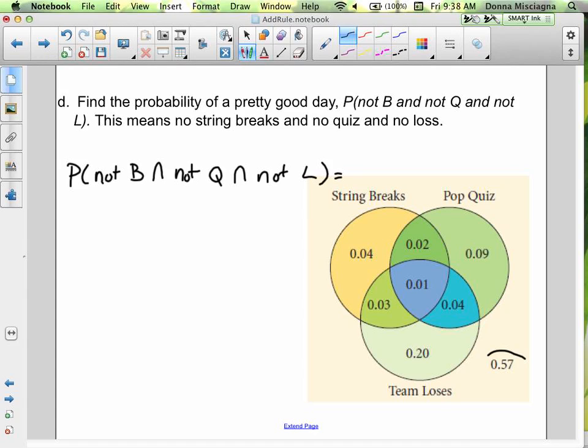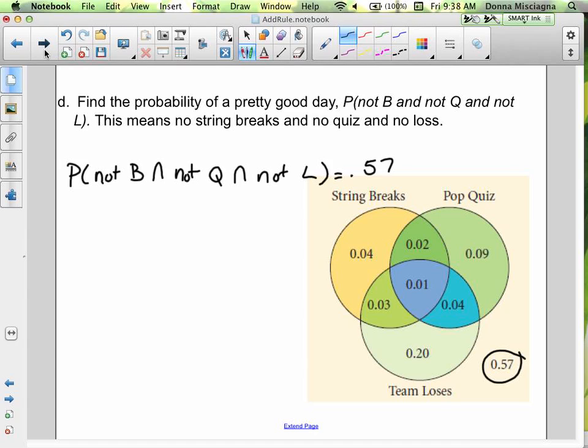Yes, this one out here. The one that's not in the diagram. The one that's not with the break and the quiz and the lose. So 0.57. That's the one in the Venn diagram. Exactly. So if you want not all of them, you want the outside. Anything else will include part of it. Okay, everyone got that one in your notes?